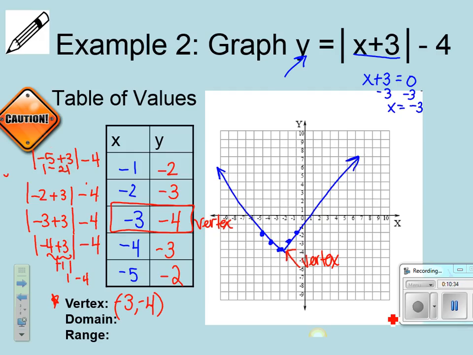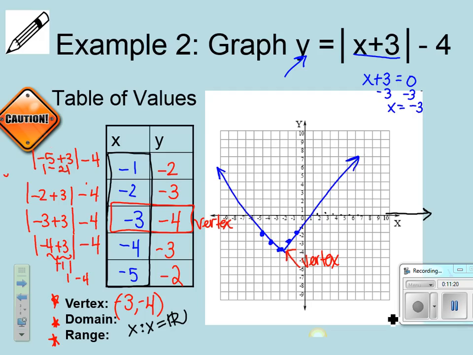These are three things that you will be identifying for every single absolute value equation. Domain: if we look at the domain, you can see that the domain is the x values. We chose negative 1, negative 2, negative 3, negative 4, negative 5. But if you're looking at the graph, we could have chosen 1, 2, 3, 4, 5, 6, and it's going to keep going forever and ever. I could have chosen any x value, positive or negative, and I would have gotten a value. So the domain of this graph is x such that x equals all reals.